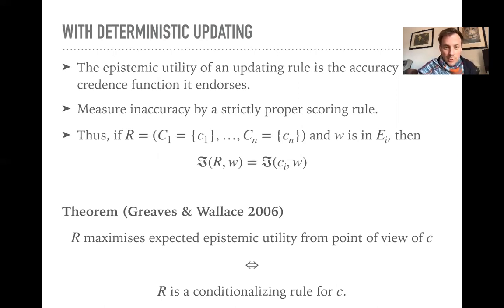It's very similar to the case of the pragmatic utility argument. It says that the accuracy of an updating rule at a world is just the accuracy of whatever credence function that updating rule demands you adopt if you were to learn the evidence that's true at that world. Okay, and then we have this lovely result from Hilary Greaves and David Wallace in the mid-2000s, which says your updating rule maximizes expected epistemic utility, or maximizes expected accuracy, or minimizes expected inaccuracy from the point of view of your prior, just in case the rule is a conditionalizing rule for the prior.